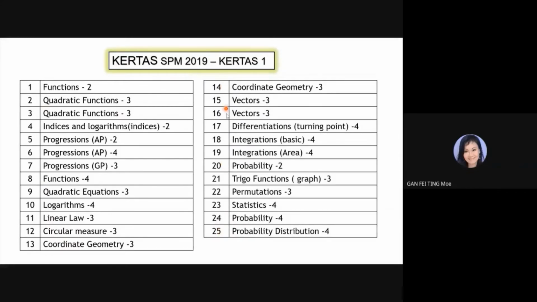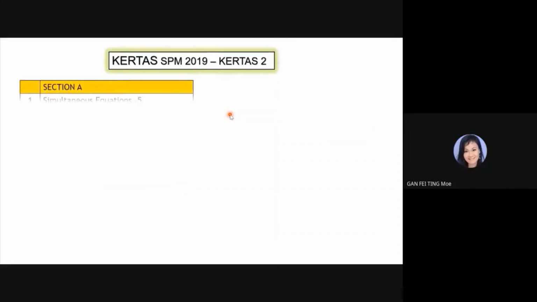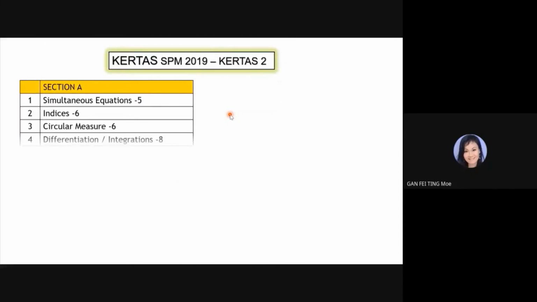I think I gave you this one in my handout, so you can go through, right? Later, I'll share a few questions from here. Then this is paper 2's questions. Section A starts with simultaneous equation, indices, circular measure, differentiation, and integration. Differentiation and integration should come as one in paper 2.